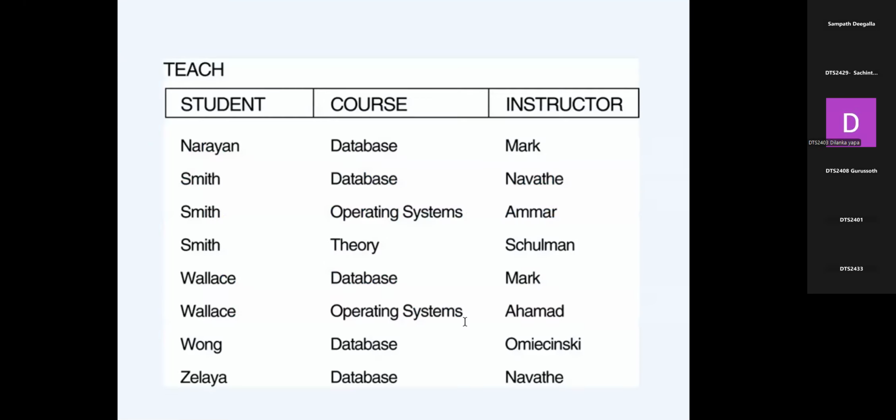Right? So let's look at this example. In this particular case, we have a relation Teach, and we have student, course, and instructor. So what can you identify from here? What are the functional dependencies you can identify? It has given you a set of values. So using a set of values, you should be able to identify them.